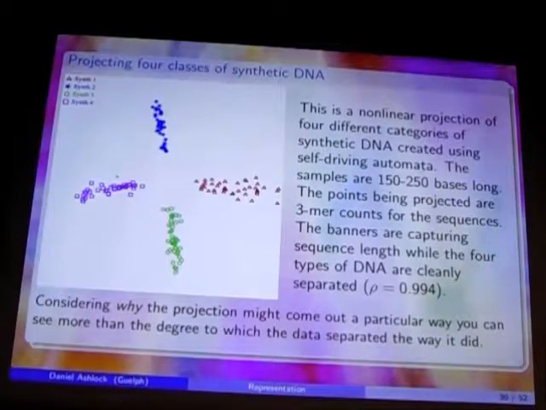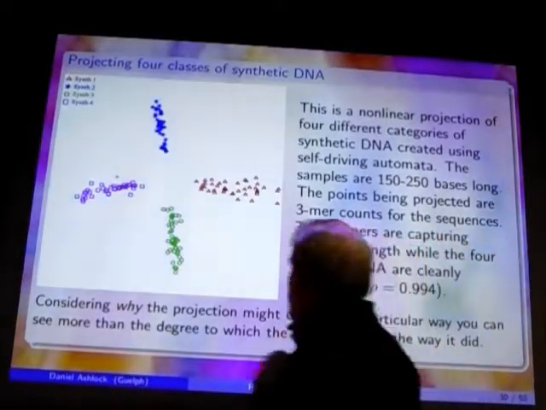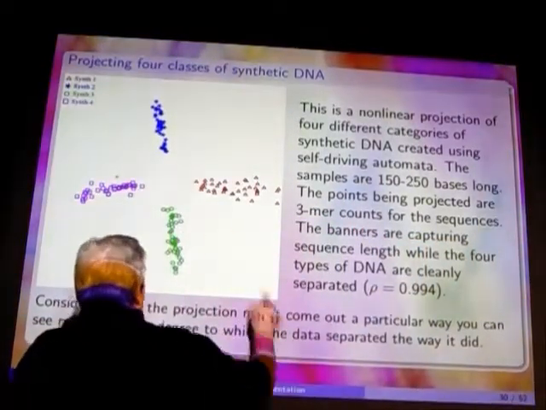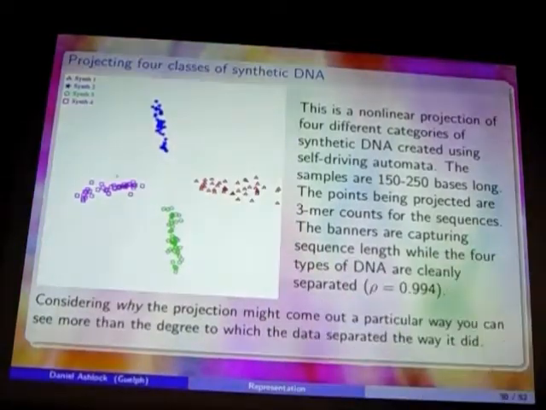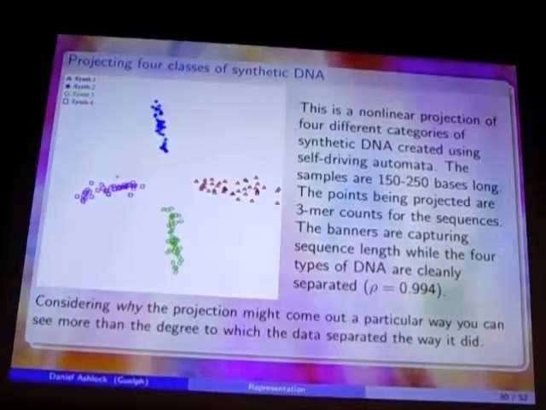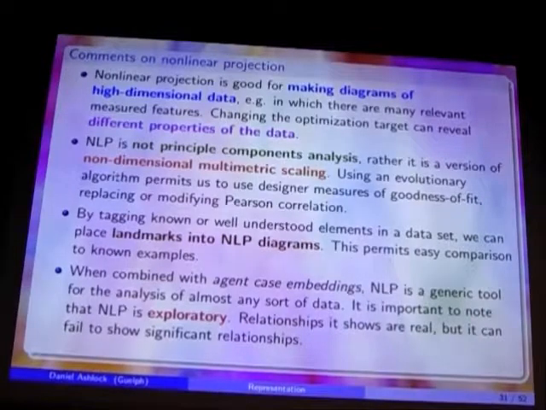So there are 4 types of DNA that were created to all look random to most statistical tests, which contain some subtle patterns generated by large finite state machines. And this thing had no problem separating them into 4 categories. In fact, not only did I get the 4 categories, but the synthetic data I generated was from 150 to 250 DNA bases in length, so they got spread out like banners away from the center, which I wasn't expecting. So it's good for making diagrams of high-dimensional data when there are many relevant measured features.